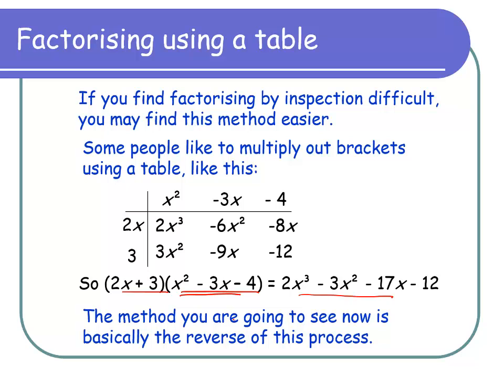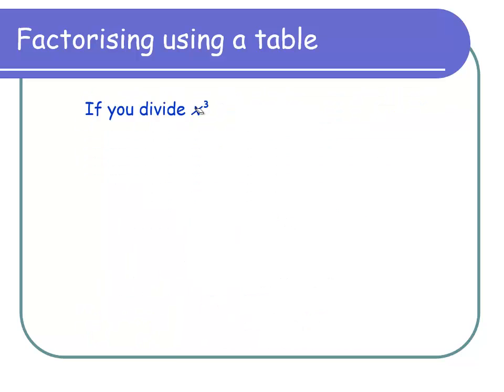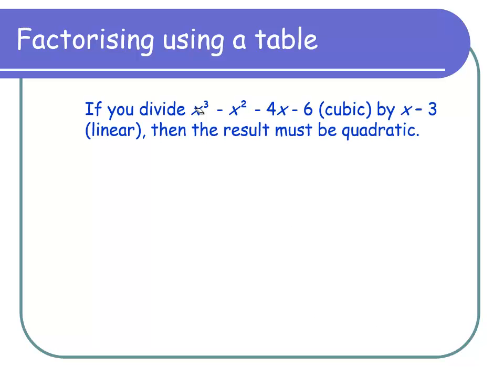And so we actually go in reverse to do this. If you divide x cubed minus x squared minus 4x minus 6 by the linear factor x minus 3, then the result must be a quadratic, and we can write that in a table.